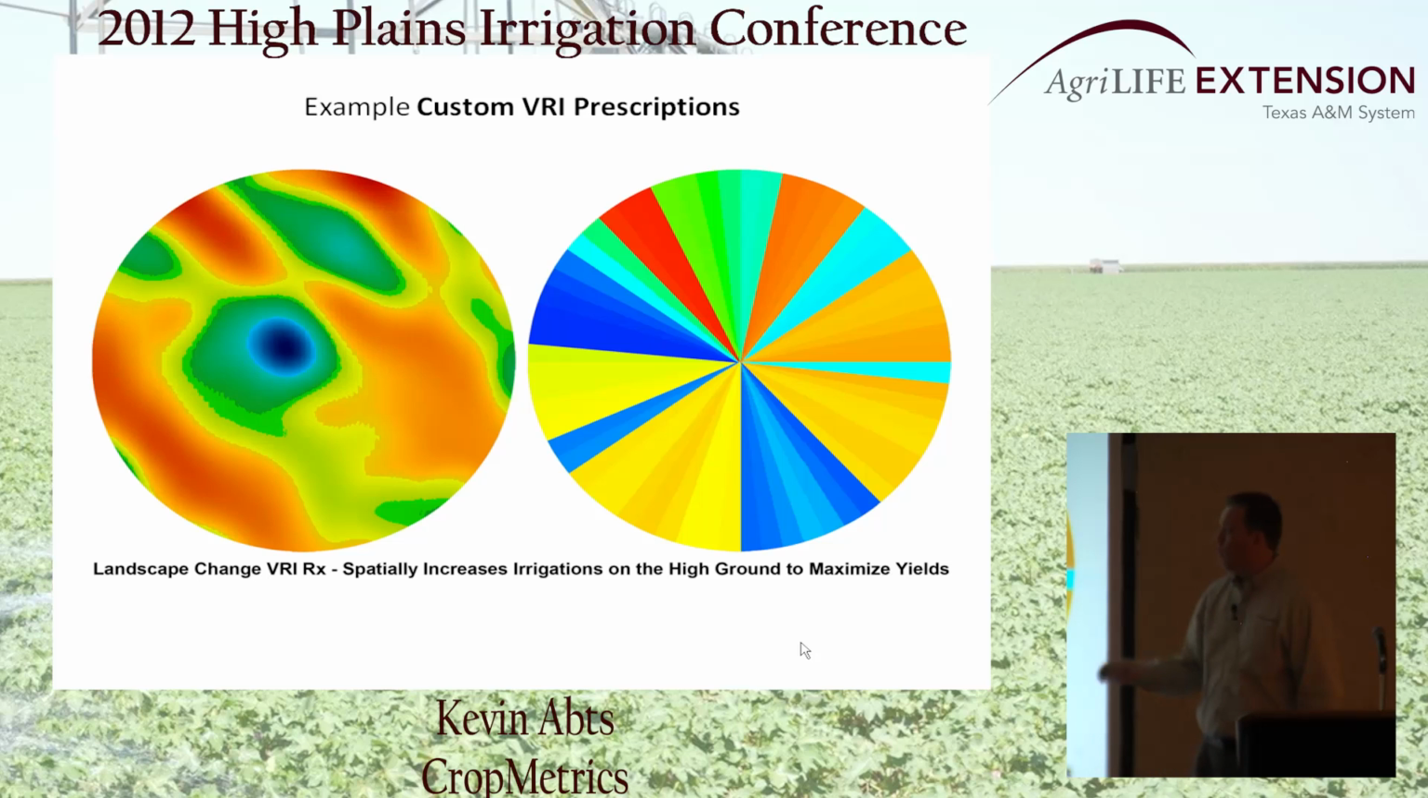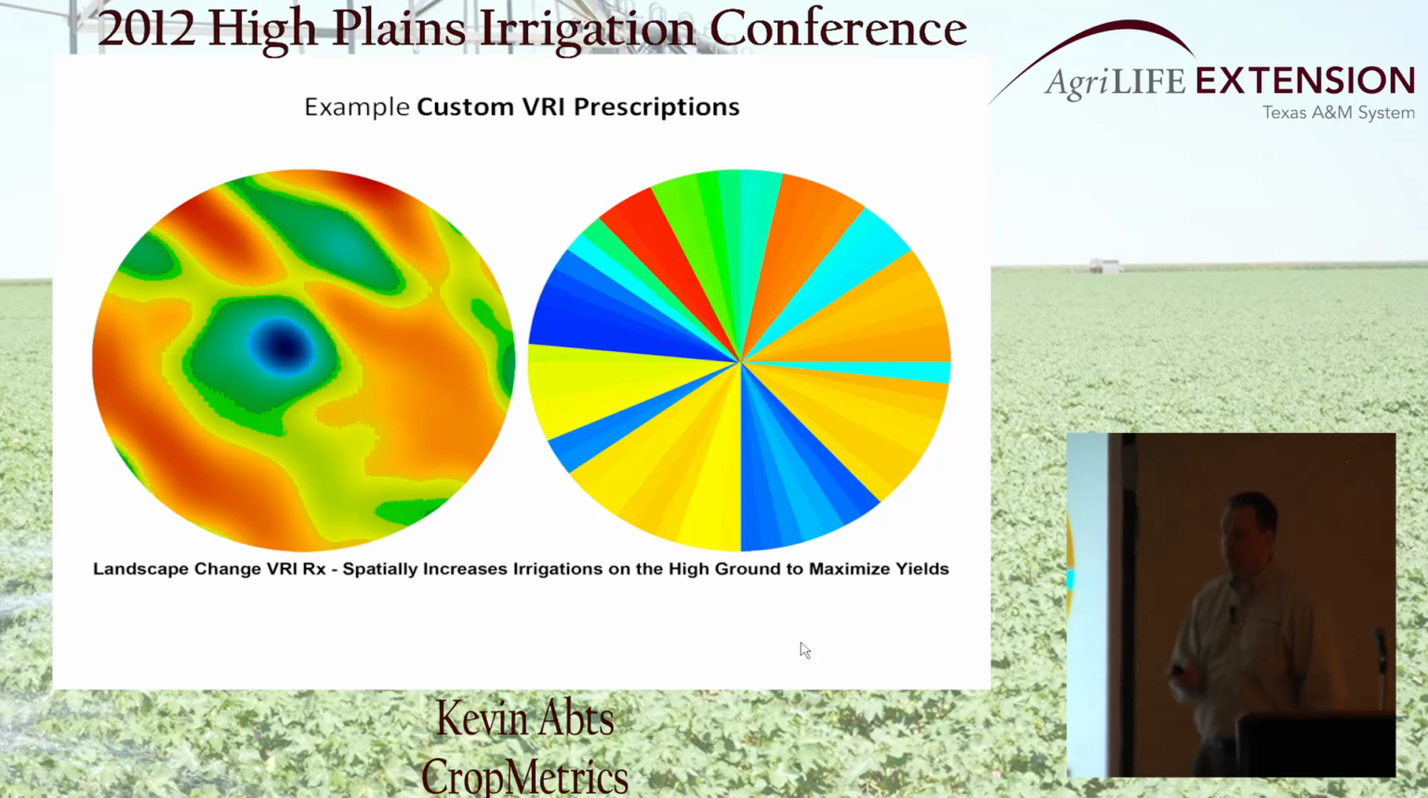So what we've done here is we said, okay, we're going to write a base prescription based on our EC soil type, but then we're going to further adjust that prescription to target more water, say to the high ground. And again, it's really up to you in terms of your strategy. I'm simply demonstrating with our tools how we can adjust these prescriptions, in this case, to address topography variability.